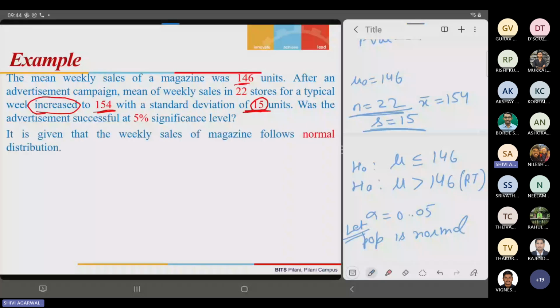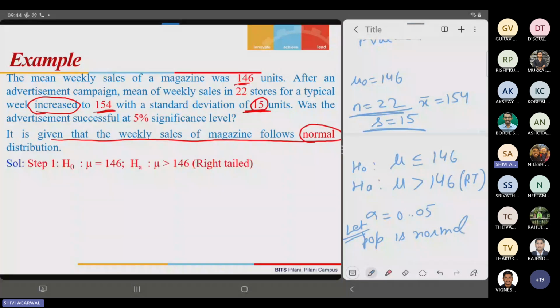distribution. Actually it is given that the weekly sales of magazine follows the normal distribution. Correct? If the population is not normal, we can't apply the t distribution. So that is a very important assumption we have to take to apply the t distribution. After that, all things are same, which you have already done.